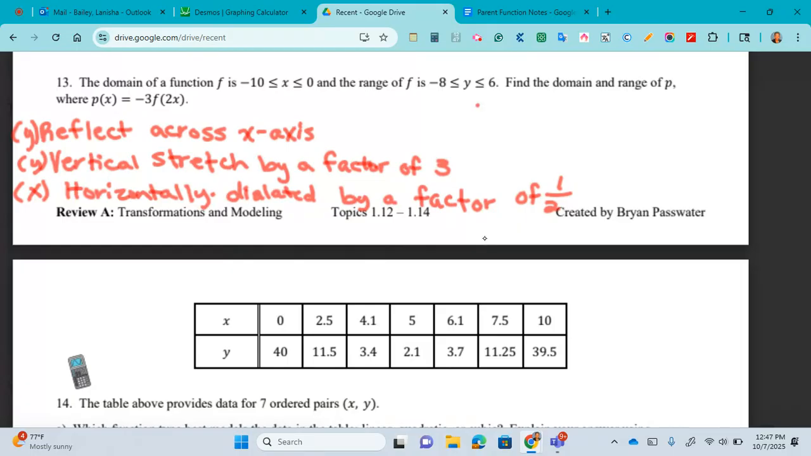First, what is my domain? If my domain is -10, 0, and now it's being dilated by a factor of a half, it would be -10 divided by 2, which is -5, and still 0.